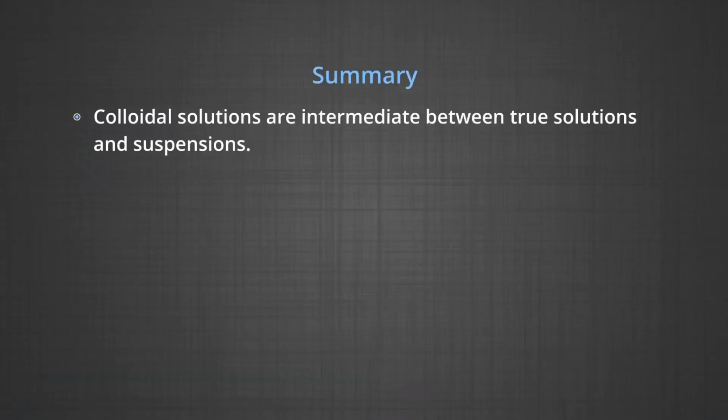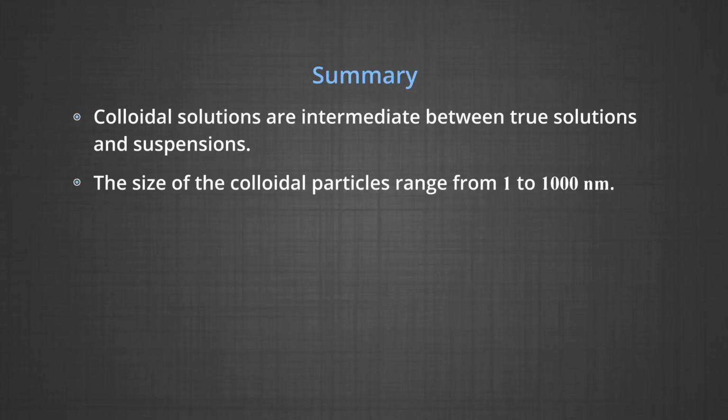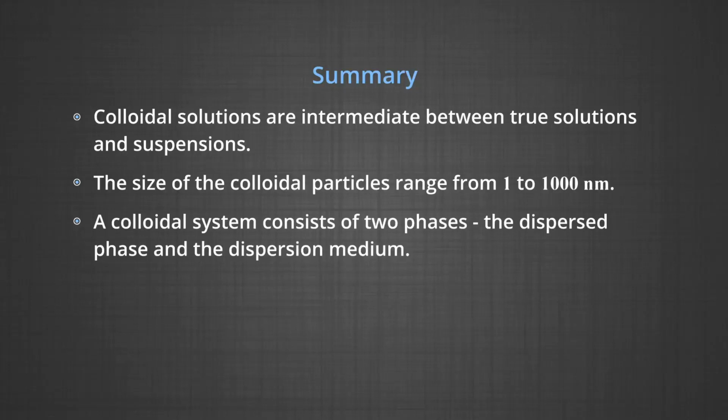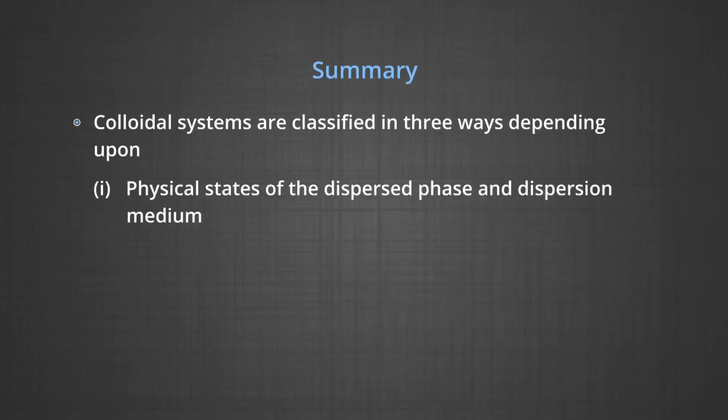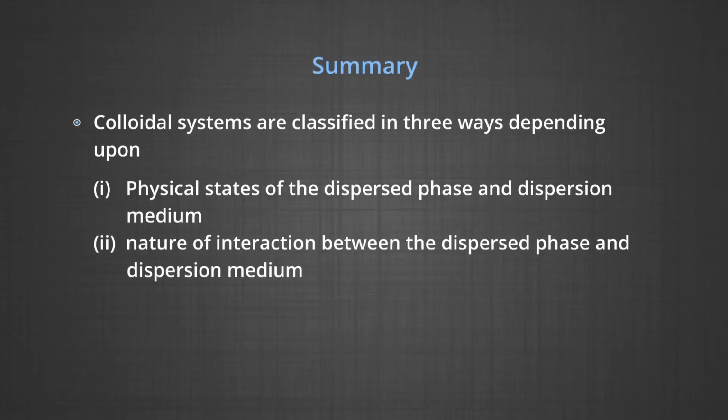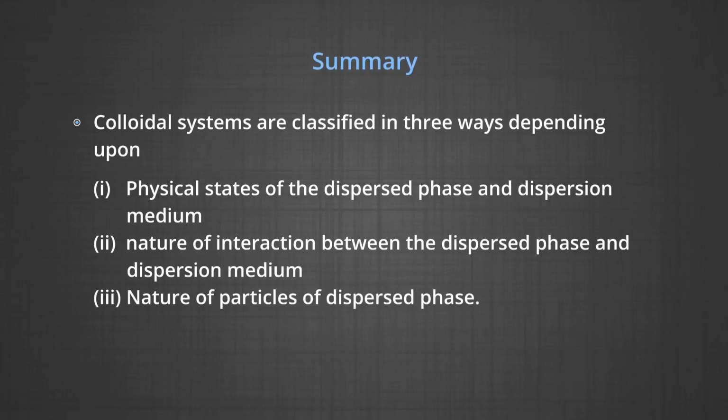Let us revise whatever you have learned in this module. Colloidal solutions are intermediate between true solutions and suspensions. The size of the colloidal particles ranges from 1 to 1000 nanometers. A colloidal system consists of two phases, the dispersed phase and the dispersion medium. Colloidal systems are classified in three ways, depending upon number 1, physical states of the dispersed phase and dispersion medium; number 2, nature of interaction between the dispersed phase and dispersion medium; and number 3, nature of particles of the dispersed phase.